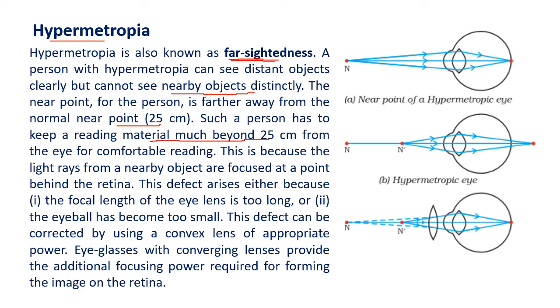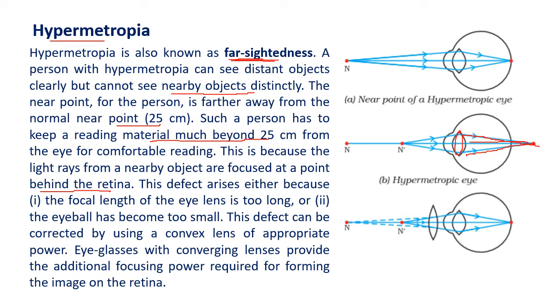Now why does this defect occur? This occurs because the lens has become thin. Now when the lens has become thin, it should converge the light. So the lens is thinner, it converges the light behind the retina. The image is formed behind the retina and hence not seen clearly.